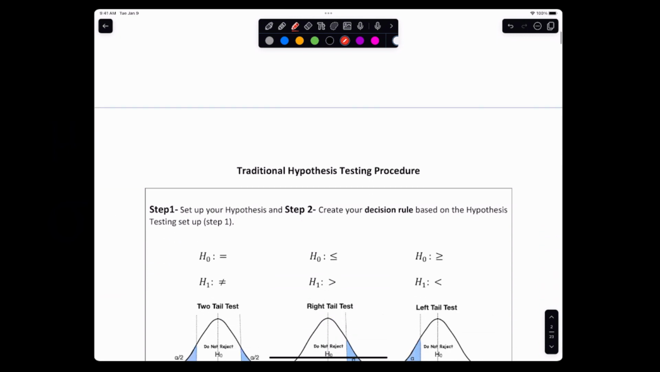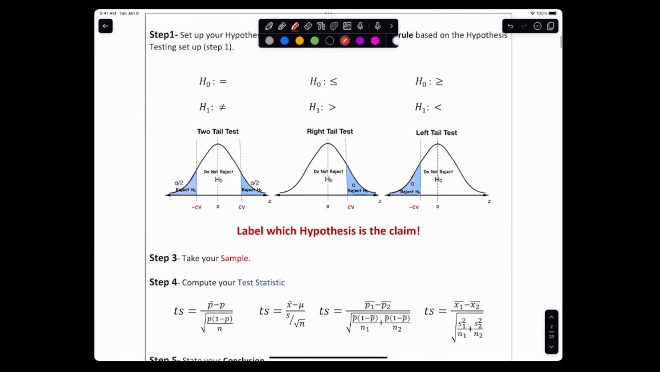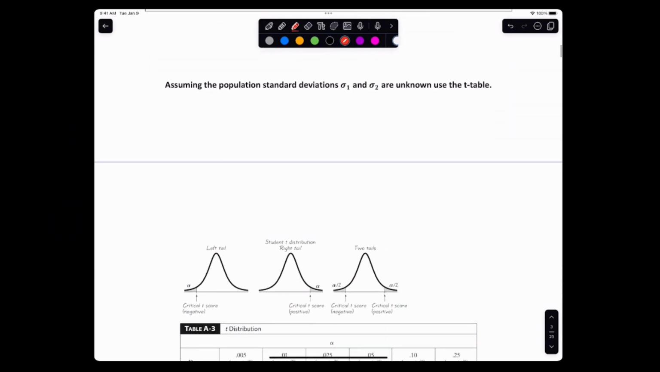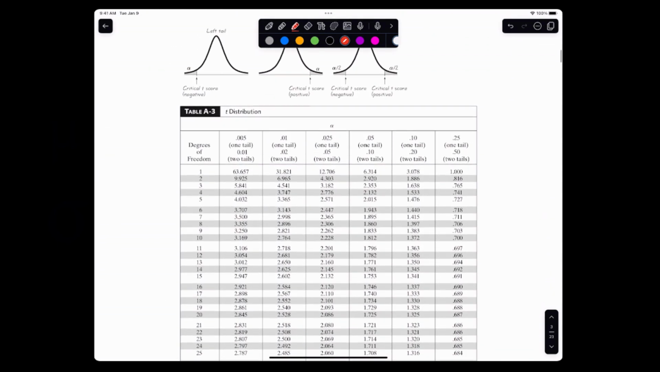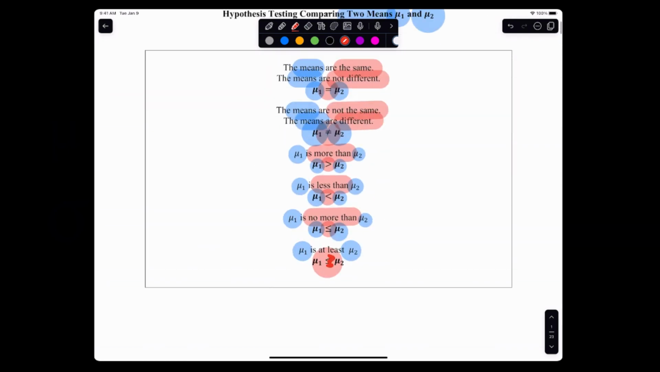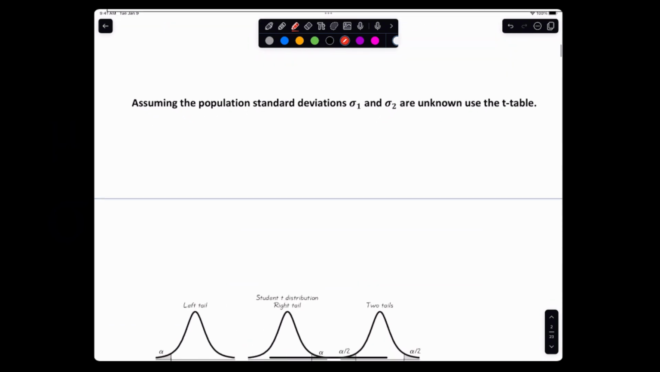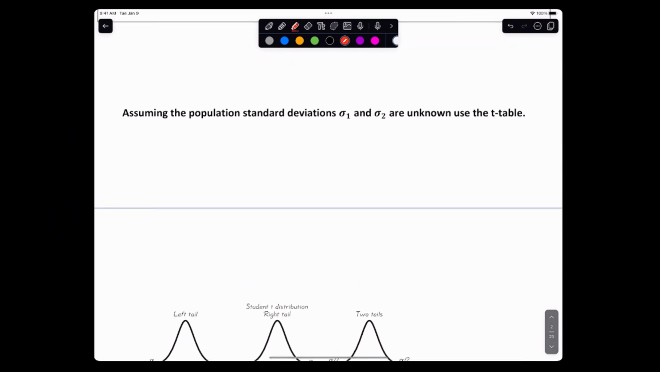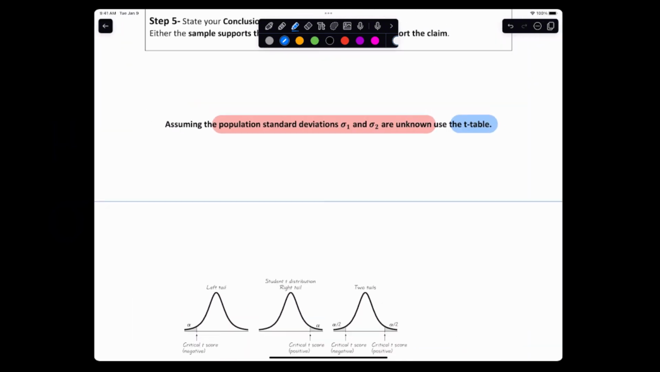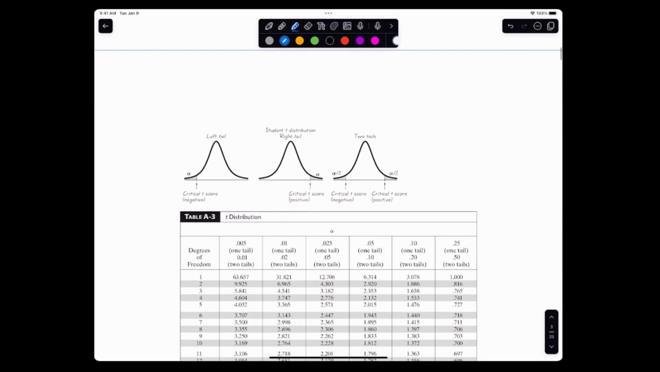So you might say to me, okay, what's the process? It's the same process. The only thing you guys have to learn here is there is one big assumption that's different than the others. This is when the population standard deviations, sigma 1 and sigma 2, are unknown. And when they're unknown, we've used what's called the t-table, just so you guys know. And that's the student distribution.